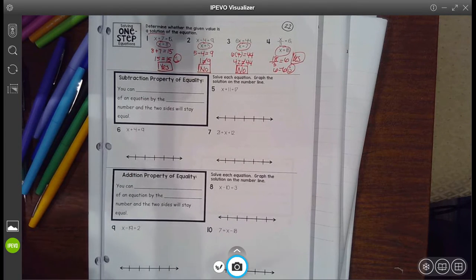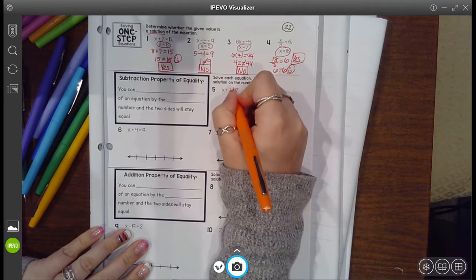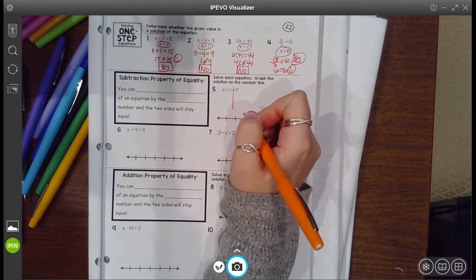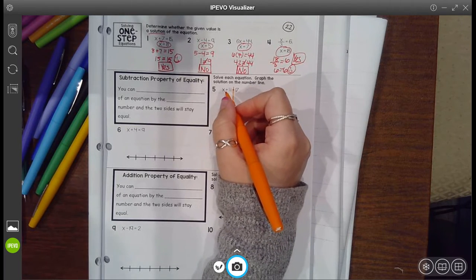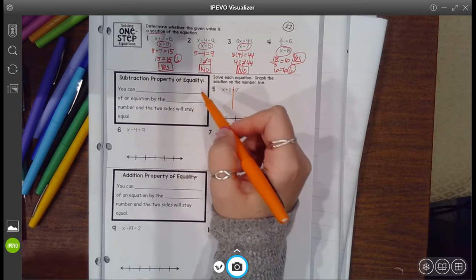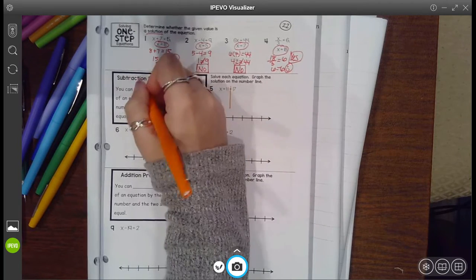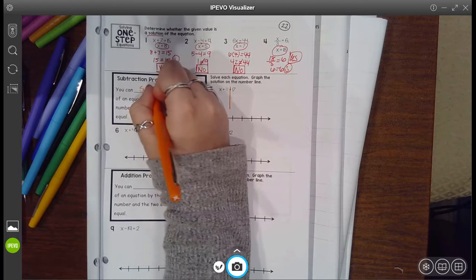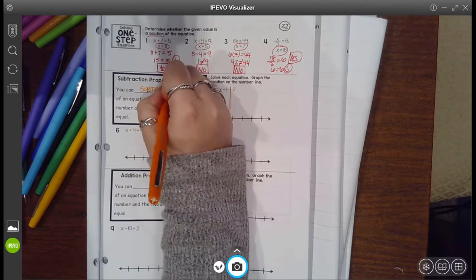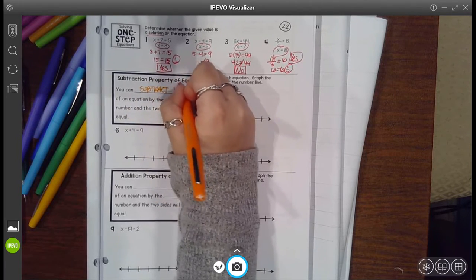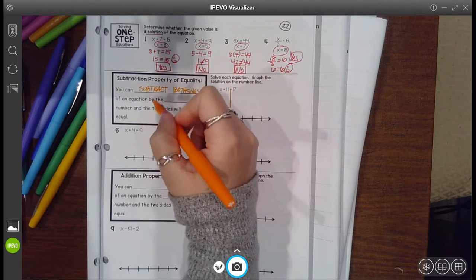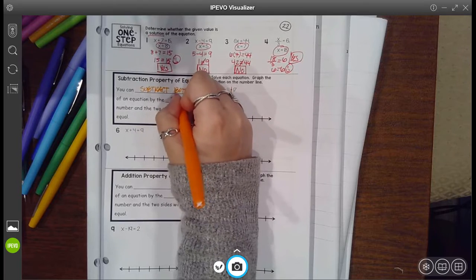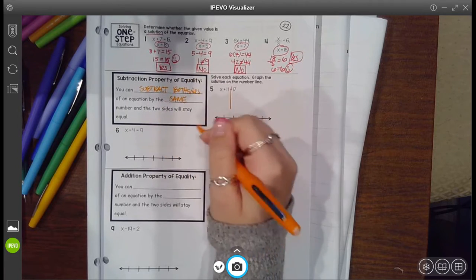Now let's review how to solve addition equations. Let's first draw a line down from my equal sign. And you want to isolate your variable, and you do that by using the subtraction property of equality, meaning that you can subtract both sides of an equation by the same number, and the two sides will stay equal.